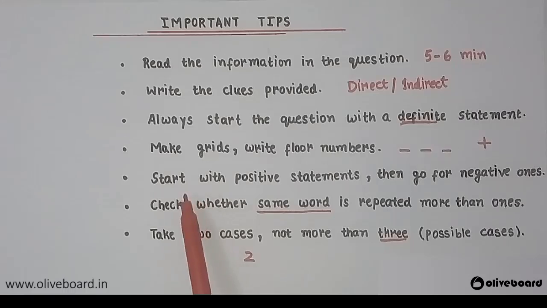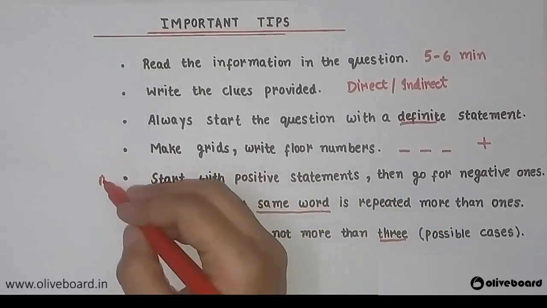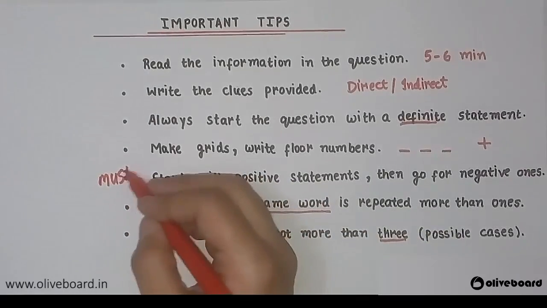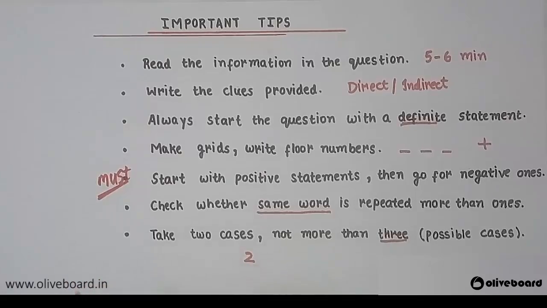The next tip which I have given to you guys is start with positive statements and then go for negative ones. We saw this while solving the question too, that I started with positive statements, then I went into the ambiguous ones and then I went for the negative ones. Make sure that you use negative statements at the very last, otherwise your question will definitely go wrong. If it does not go wrong, then it will take you a lot of time. So this is a must thing that you always have to start your question with a positive statement.